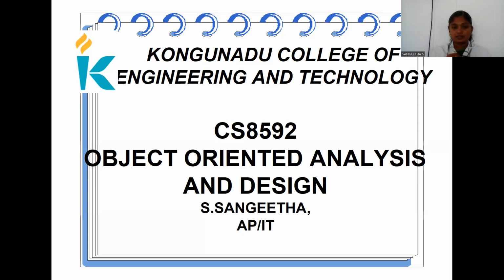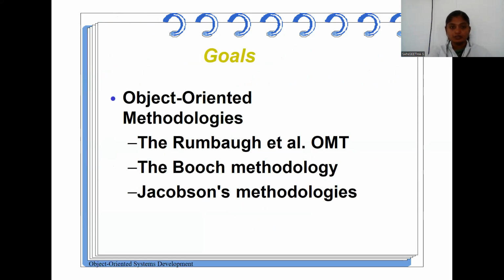So, in this class, we are going to see the subject called object-oriented analysis and design. In Unit 5, we are going to see the topic called object-oriented methodologies. There are majorly three object-oriented methodologies. First one is Rumbaugh methodology, second one is Booch methodology, and third one is Jacobson methodology. We will see about these methodologies one by one.